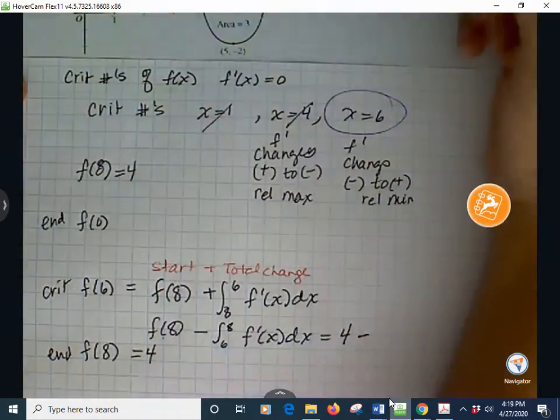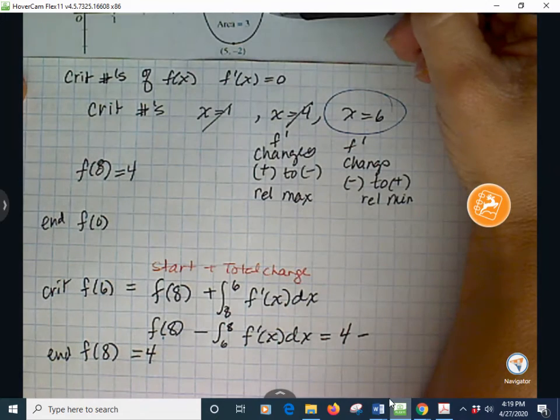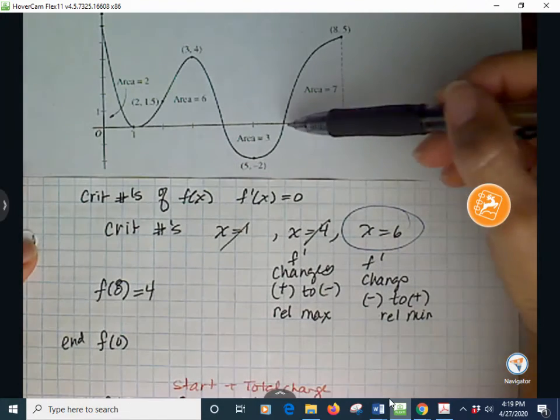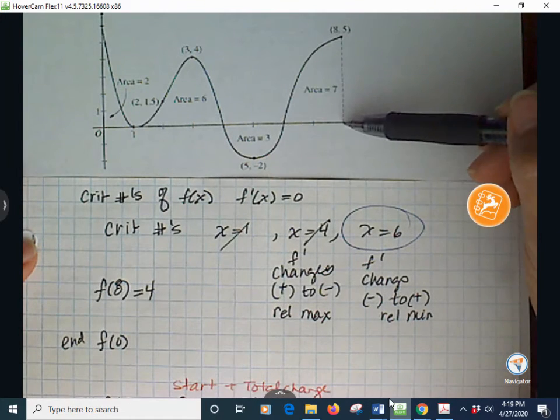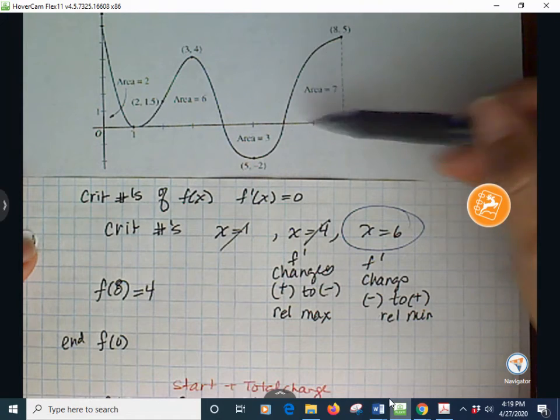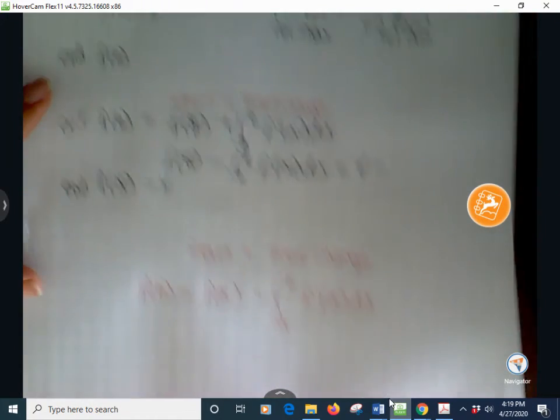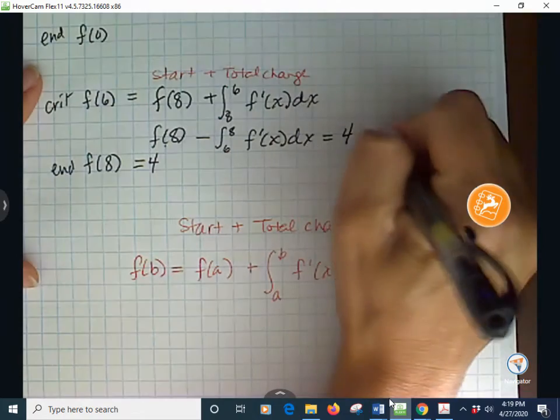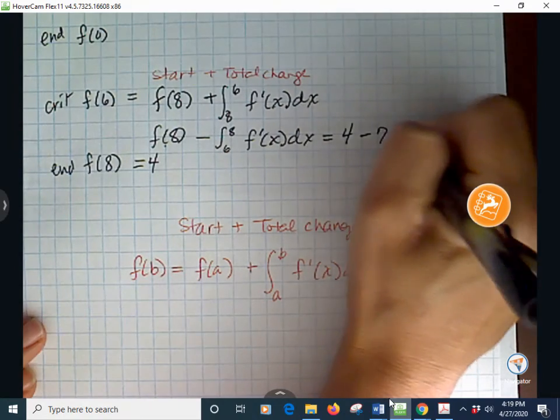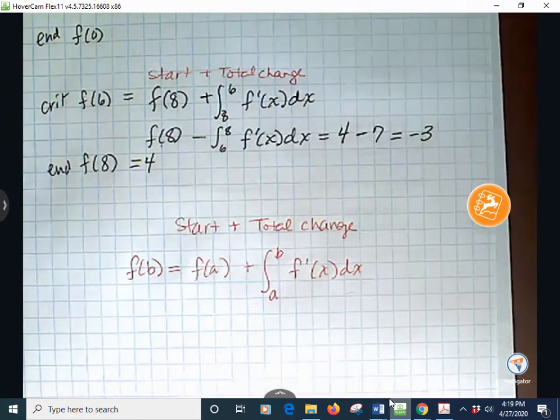Okay, so f of 8 is 4 minus the area, that would be the total change, from 6 to 8. So if I go back to my graph, this is x equal to 6, this is 8, and that is an area of 7, and it's positive. But since we're going to be subtracting that, it's going to be this. And so that value is -3, okay?